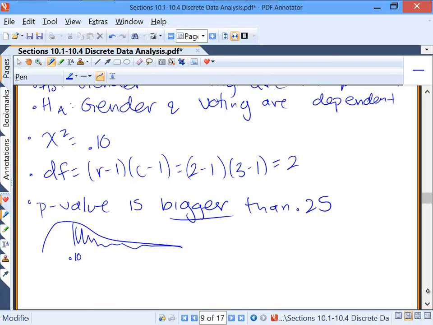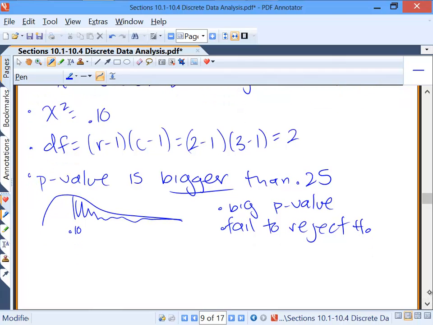So my p-value is much bigger than 0.25, so that is a big p-value. No matter what level of significance I pick, that would be a big p-value, so we will accept, or we prefer to say fail to reject. I know your book says accept, but it's much more generally accepted to say fail to reject. Okay, which means what?